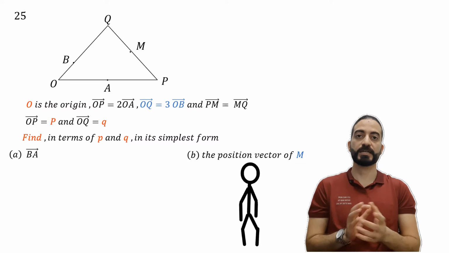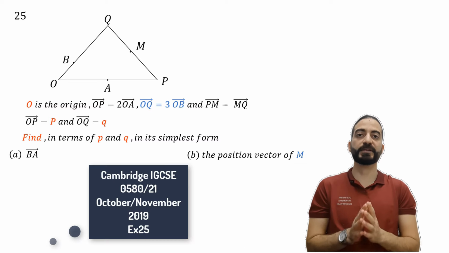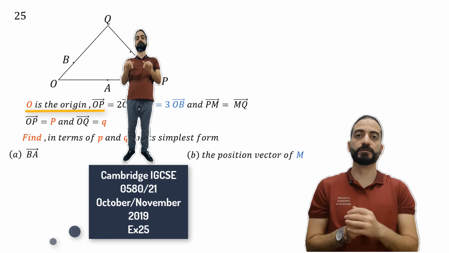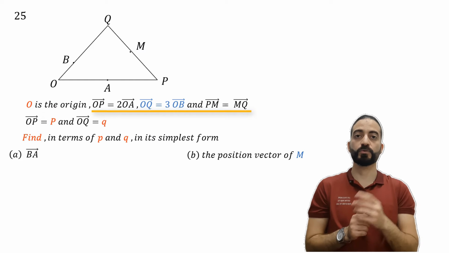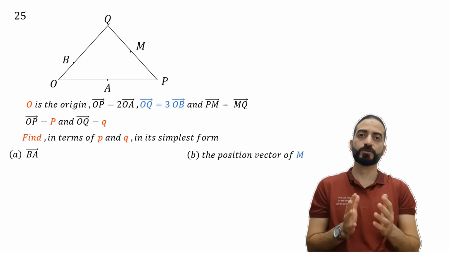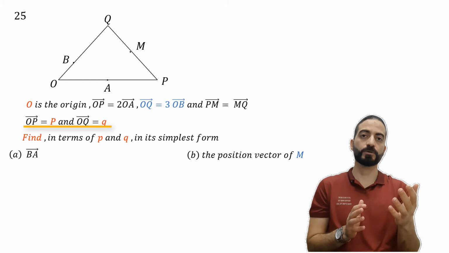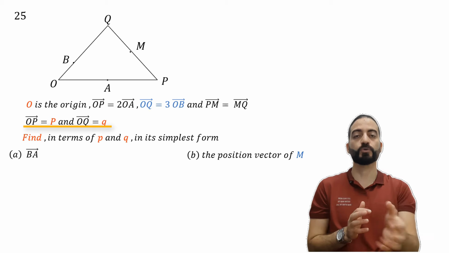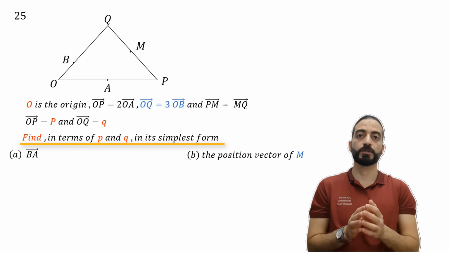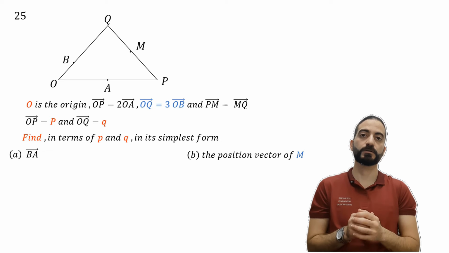Hello everyone, we'll start by solving question 25 of the Cambridge IGCSE 2019 exam. O is the origin, vector OP equals 2 vector OA, vector OQ equals 3 vector OB, and vector PM equals vector MQ. Vector OP equals p and vector OQ equals q. Find in terms of p and q, in its simplest form.